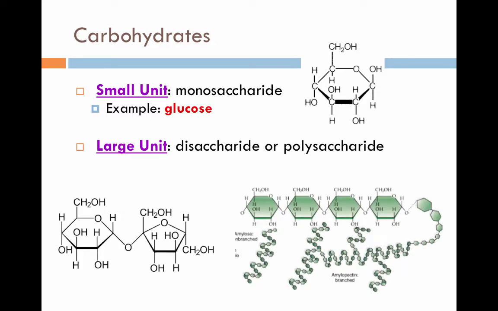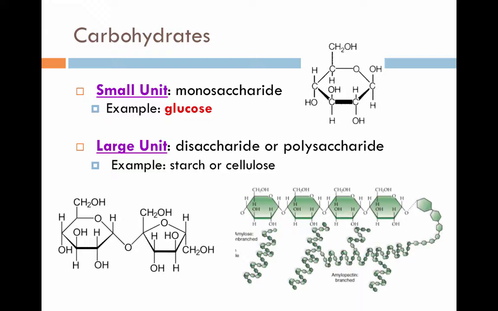If you put 2 monosaccharides together, it's a disaccharide. Di means 2. There it is, 2 monosaccharides stuck together, that's a disaccharide. If you put many monosaccharides together, you get a polysaccharide. Poly means many. So we have 1, 2, 3, 4 times all of these. That's a polysaccharide. An example of a polysaccharide is starch and cellulose.